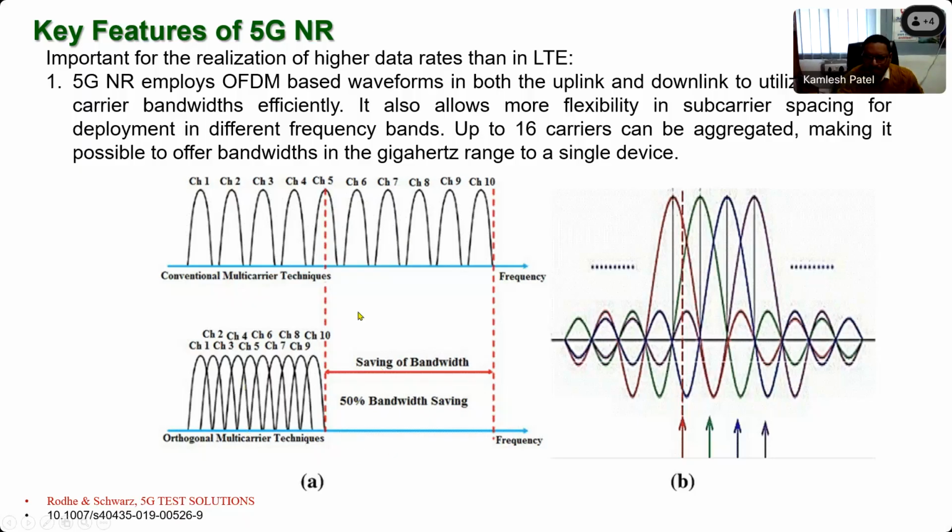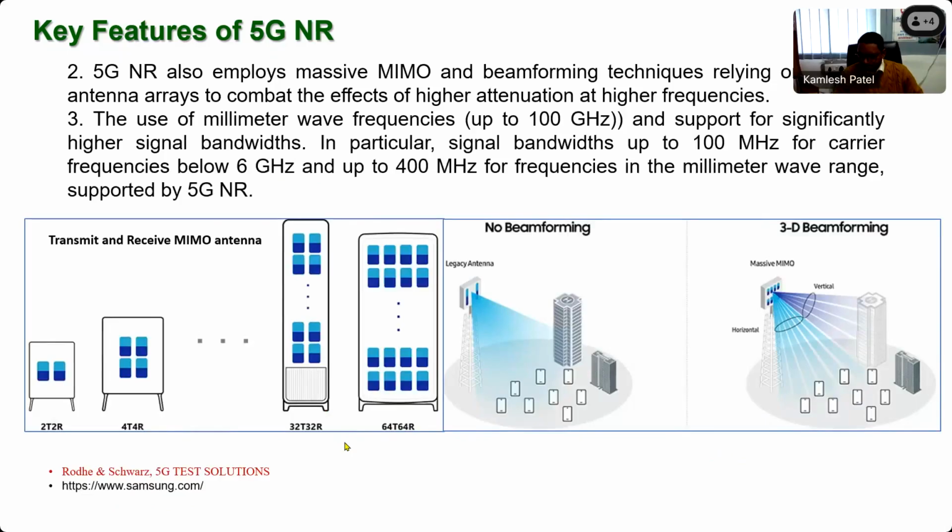So ultimately, by arranging the orthogonal multi-carrier technique, we can add double the number of mobile channels for communication purposes. That is the advantage of 5G NR: it can offer you more channels in a small span of frequency. 5G also employs massive MIMO.